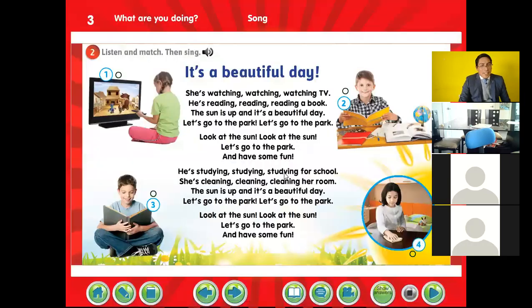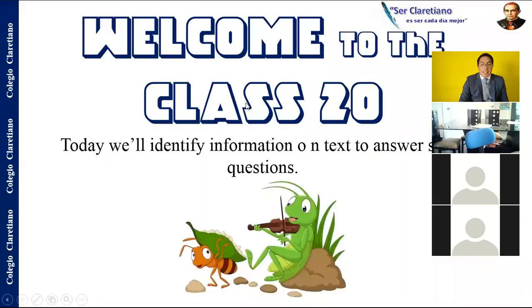Okay, as you know, let's start. Okay, today we work with a young star, and this is our lesson 20. Okay, today we will identify informations in text, okay, to answer questions.